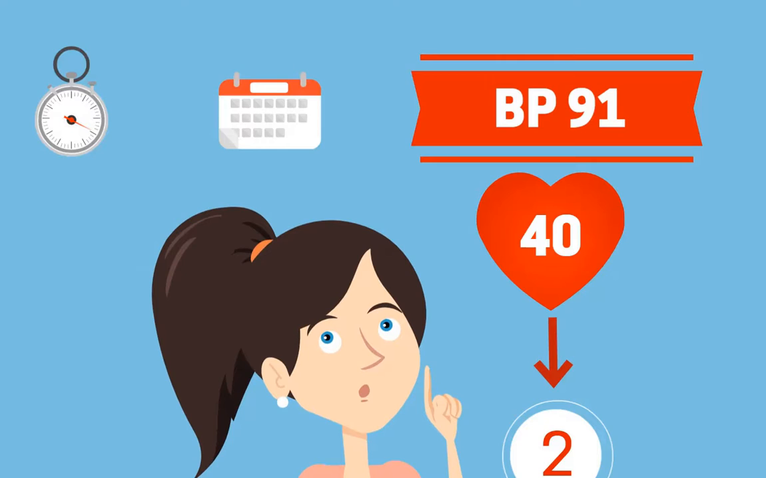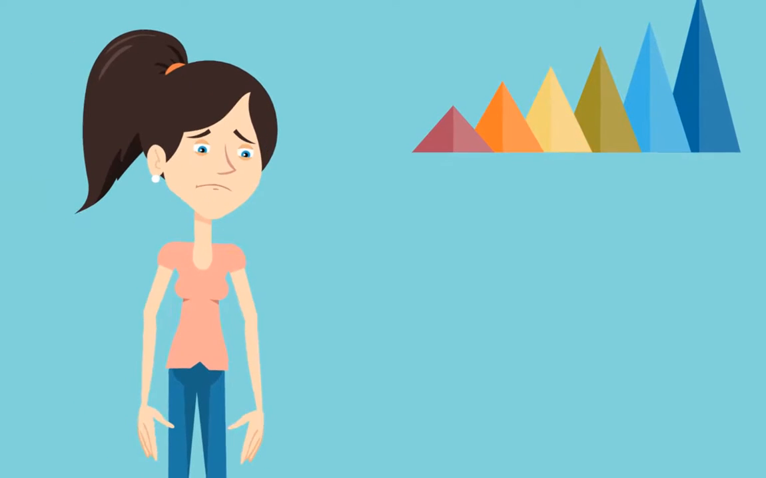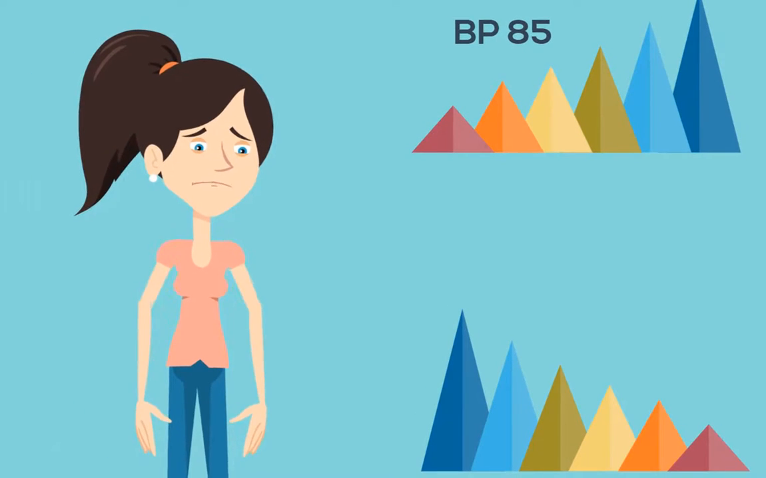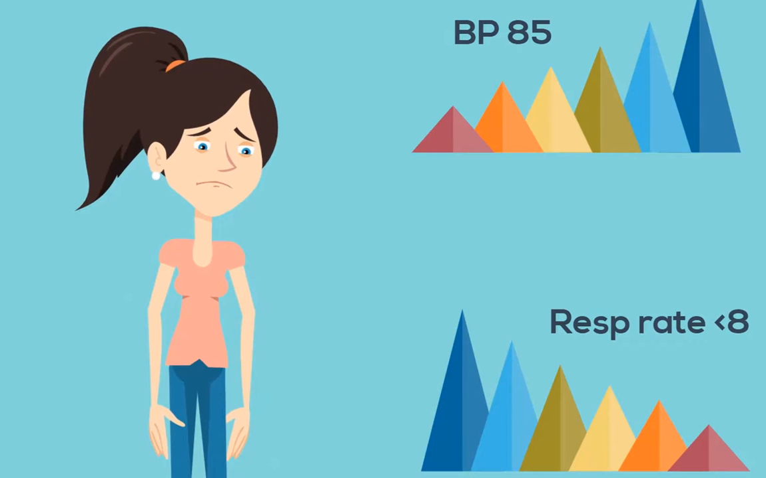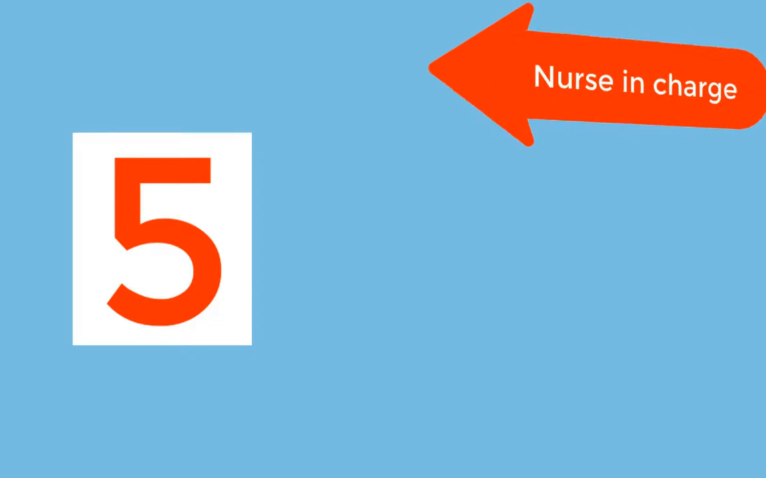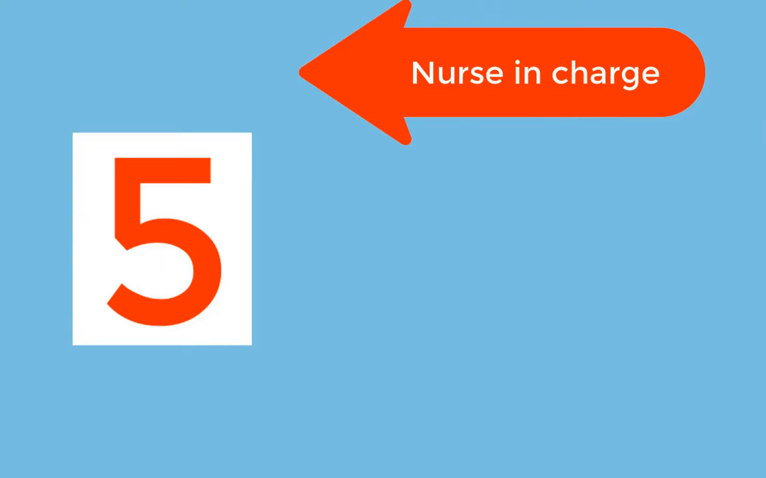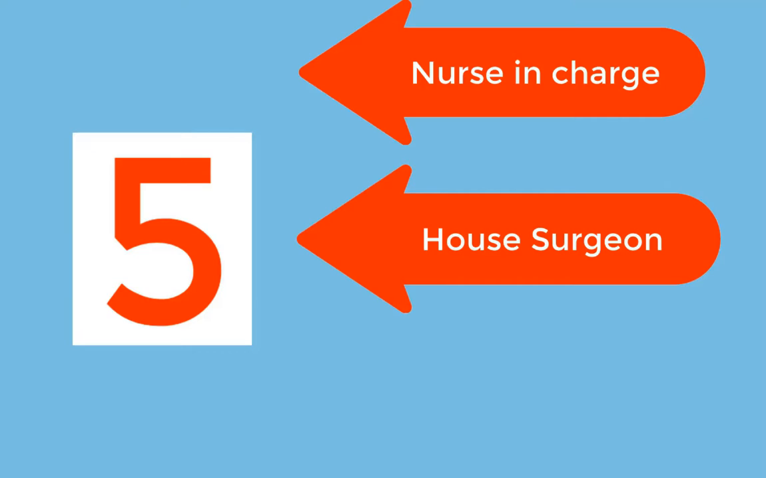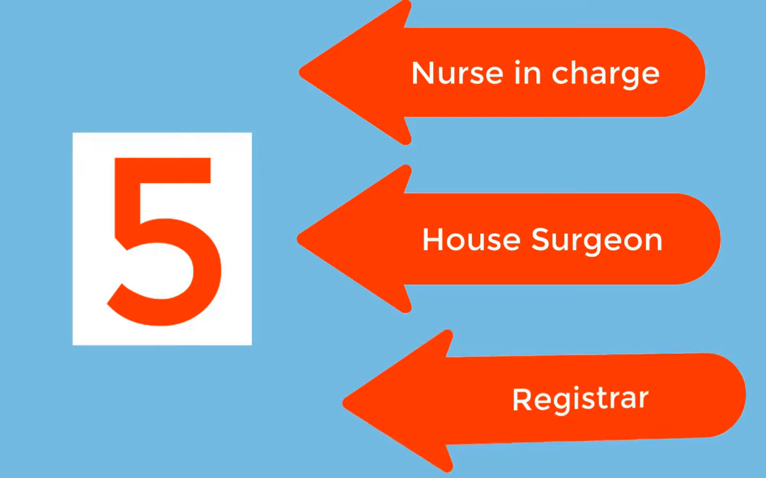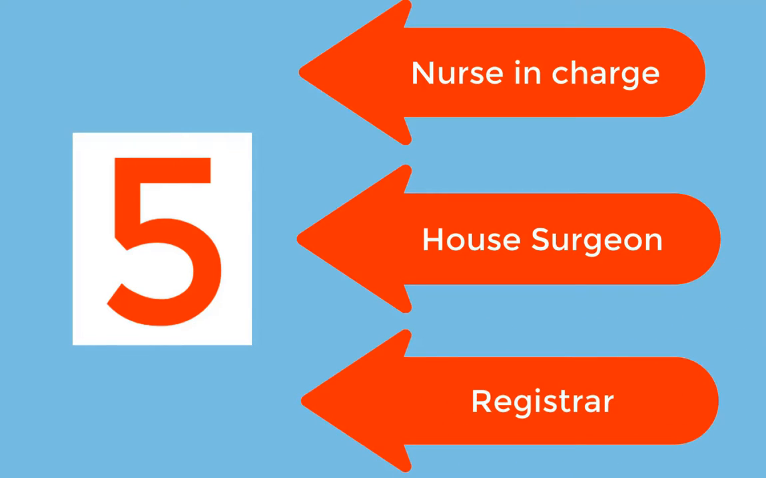Then it came time for Tane's next observation round, but when Amy took his vitals, she noticed that his BP was at 85, but his respiratory rate was less than 8. Tane was in the red zone, with an EWS of more than 5. Amy knows to act now. She looked at the EWS pathway and yes, a score of more than 5, which Tane had, meant that Amy needed to inform the nurse in charge and notify the house surgeon and registrar. Tane was deteriorating, and it was up to Amy to communicate that to the house surgeon and registrar. So let's see how that conversation went, shall we?